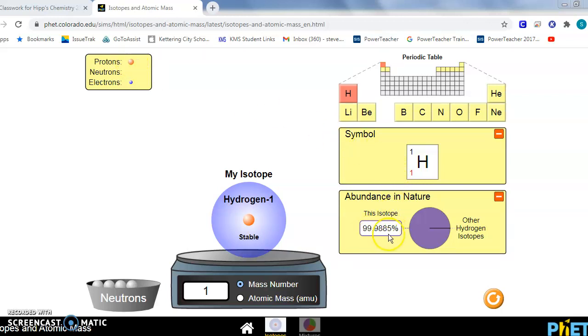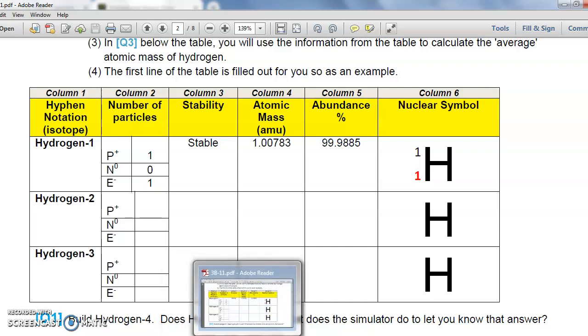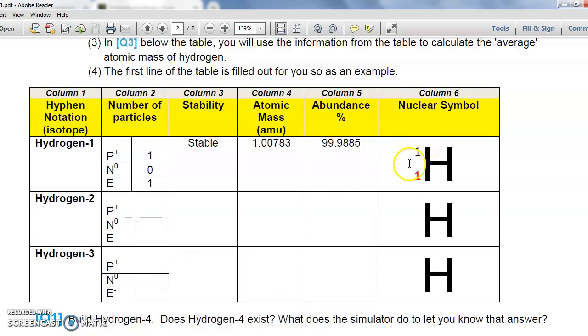But we're going to need to write down the abundance in nature number, and we will need to click on the atomic mass. We see it's 1.00783. That will go right here. The 1.00783 goes here. The abundance goes here. And then you'll fill out the nuclear symbol 1,1 in that portion of the table. There's different ways you can do it. If you just want to copy and paste a picture of the nuclear symbol, you can. Or you can use Kami and type in the numbers, whichever is faster.